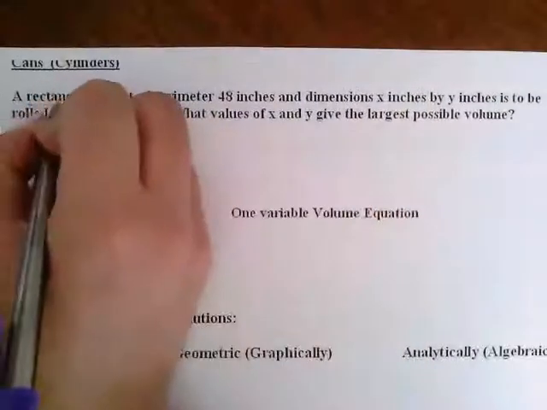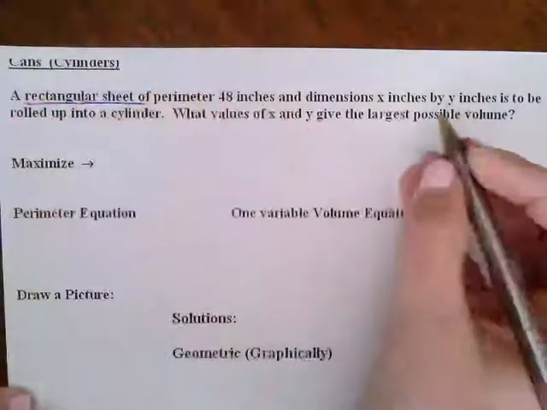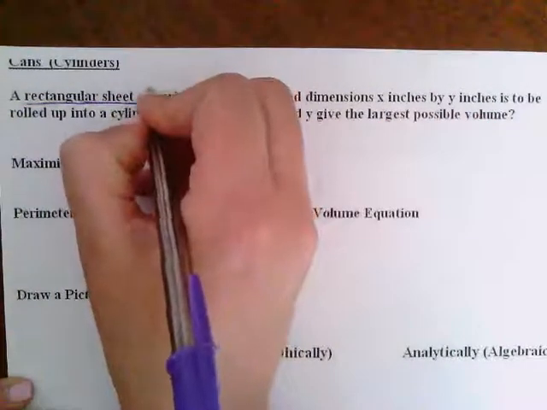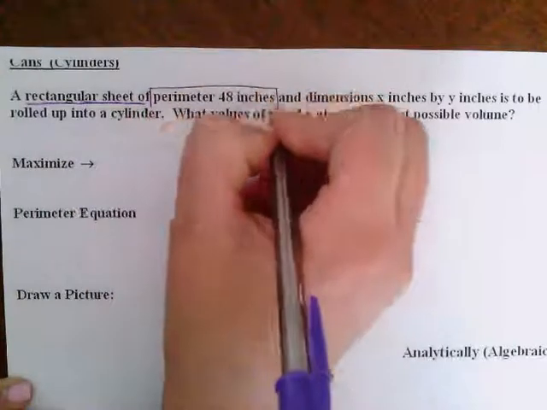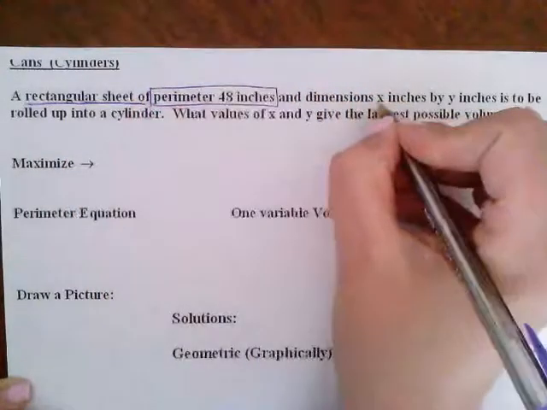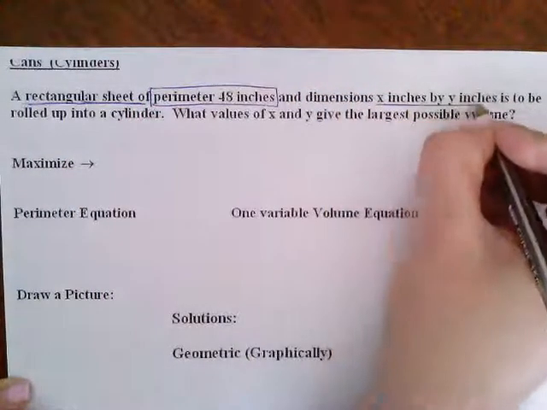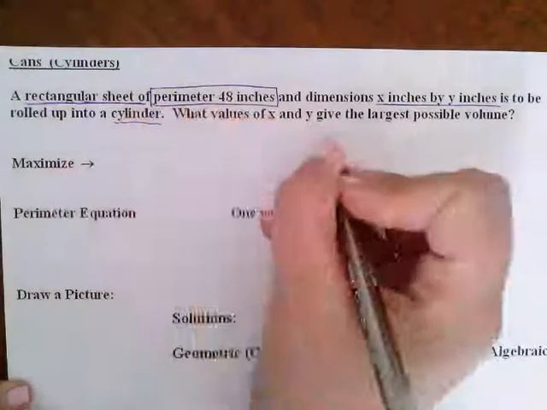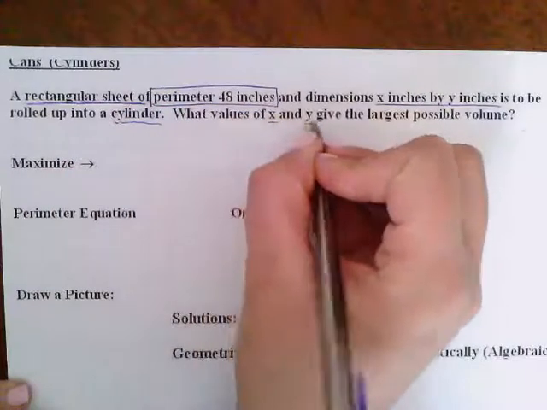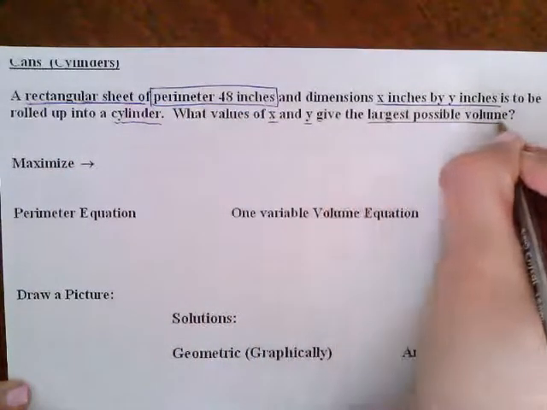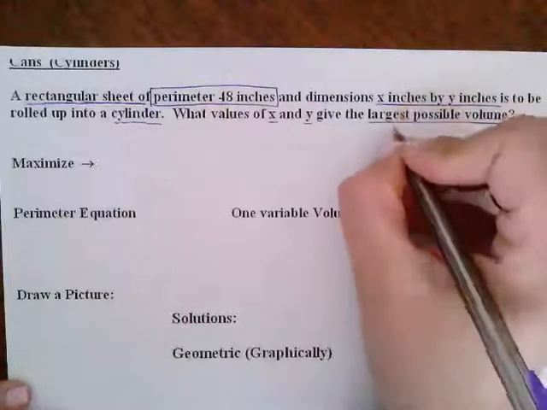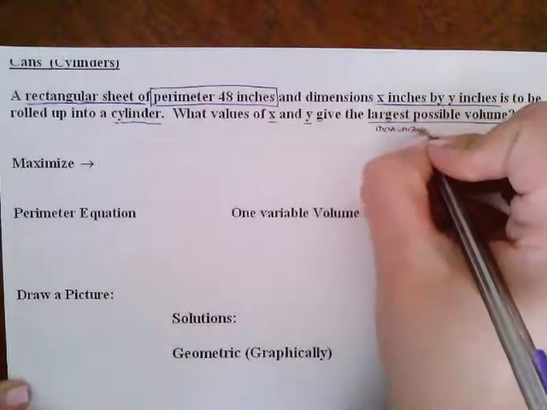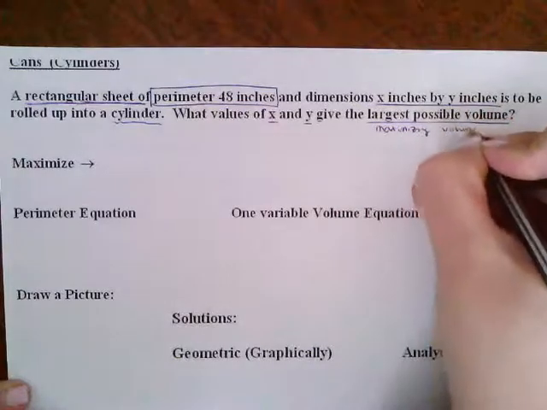So we have a rectangular sheet, and they give us the perimeter. The perimeter is 48 inches. And then they tell us that the dimensions are x inches by y inches, and we're rolling it into a cylinder. What value of x and y gives the largest possible volume? So what this means is that we are maximizing volume.